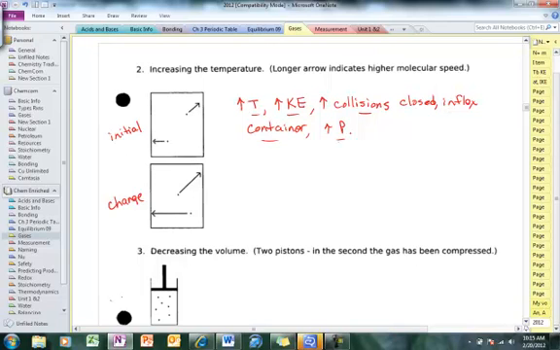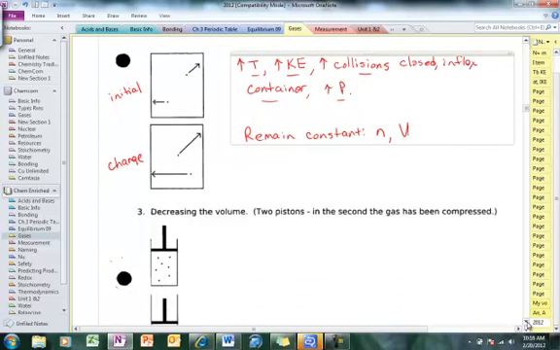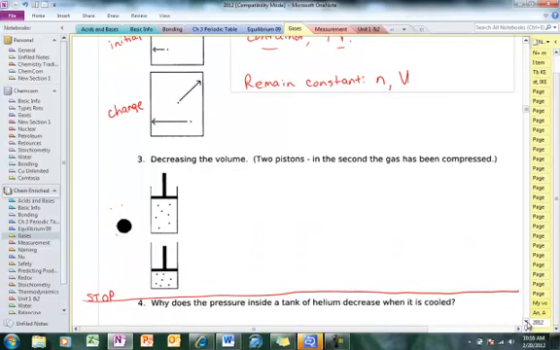1, 2, 3, 4. I've mentioned 5 of my variables. There must be a couple variables then that remain constant. The things that remain constant, that didn't change in this case: I didn't change the number of gas molecules, so the number of moles remains constant, and also I did not change the volume. That remains constant.